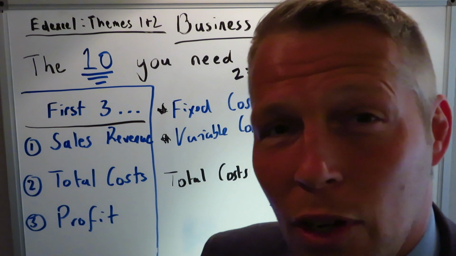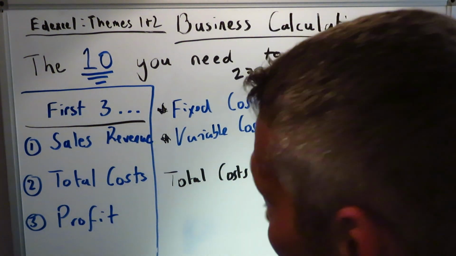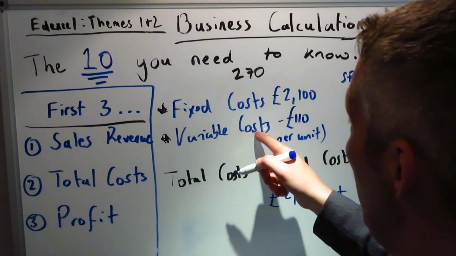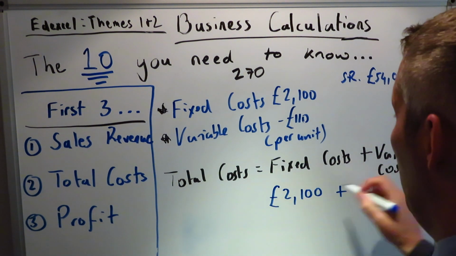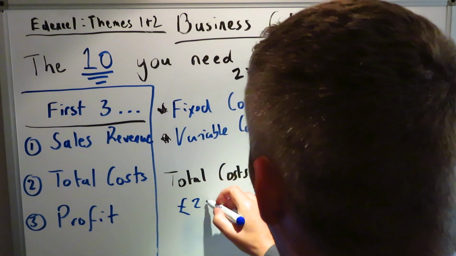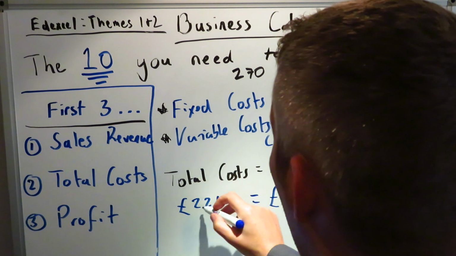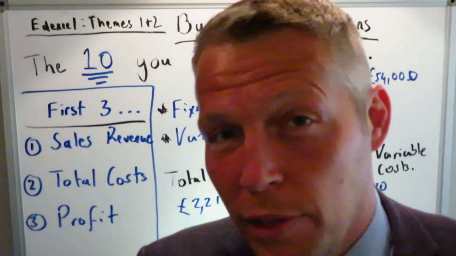A common mistake students make, and I'm going to make this mistake and then correct it for you, because it's a misconception I've seen lots of times when I mark papers. They simply find the variable cost and put 110. And then they add these two together and get £2,210. That's wrong. Why is it wrong?